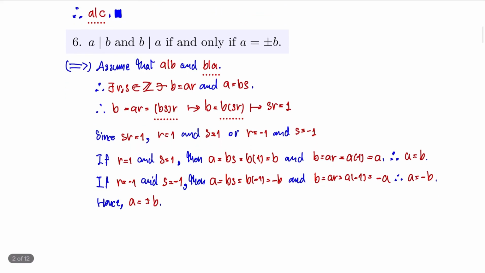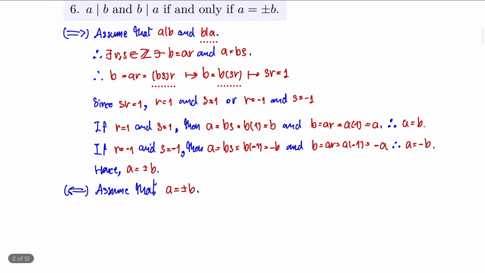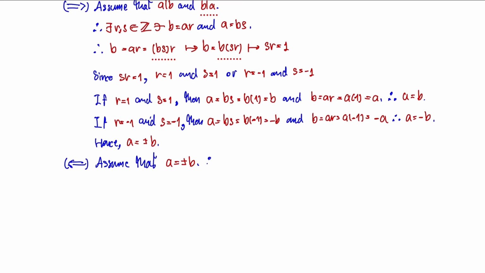Now let's assume that A equals plus or minus B, and try to show that A divides B and B divides A. I think this one is quite obvious. So we have to assume that A equals plus or minus B. Then there will be two cases, right? A equals B or A equals minus B.